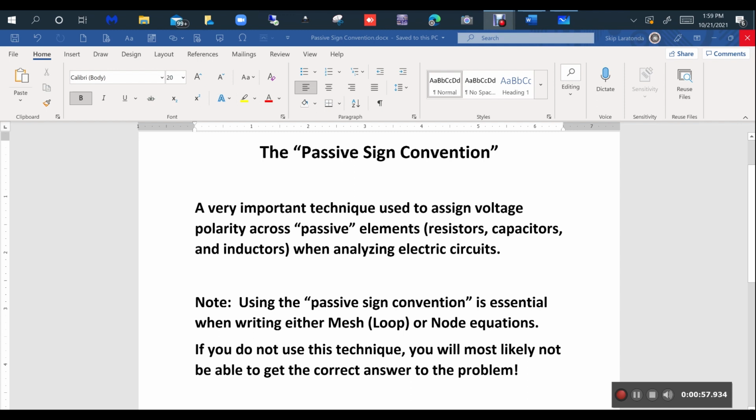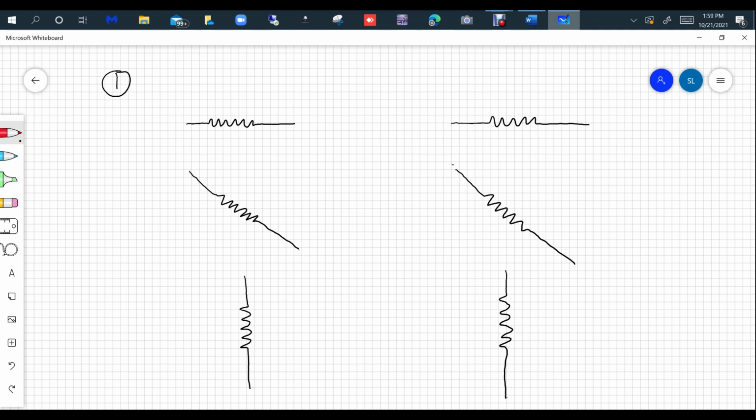So let's discuss what the passive sign convention is and why it's so useful. I'm going to start with just a simple example here. I have 5 quick whiteboard slides to show you. Most of your circuits are going to consist of resistors and dependent and independent voltage and current sources, but we're talking about passive elements now, which is the resistors in most cases.